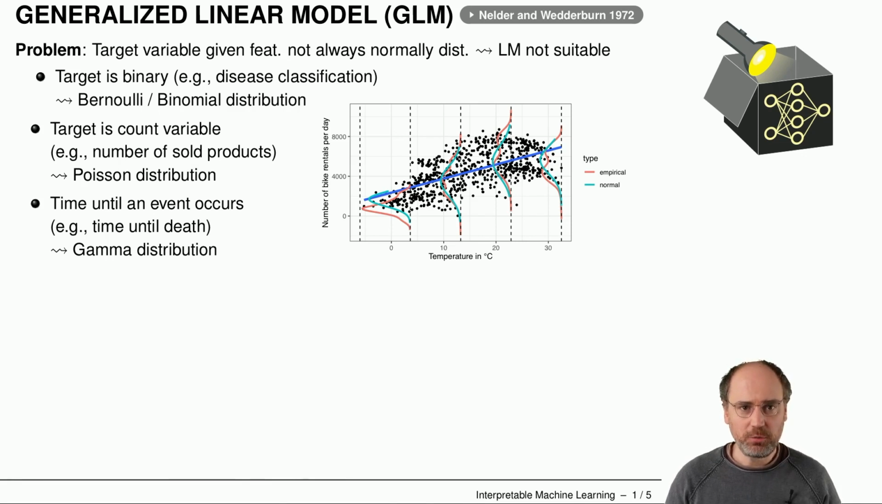Then there are also count variables. For example, we might want to model the number of sold products, and then the associated distribution for that would be a Poisson distribution. Or even more complicated, we do time to event modeling, so survival models, and then often the outcome is something like time until death for certain really bad diseases, again in medicine maybe, and then we would assume something like a gamma distribution. I will not really go into these two more complicated model classes here. In this session, I will mainly focus on the logistic regression model.